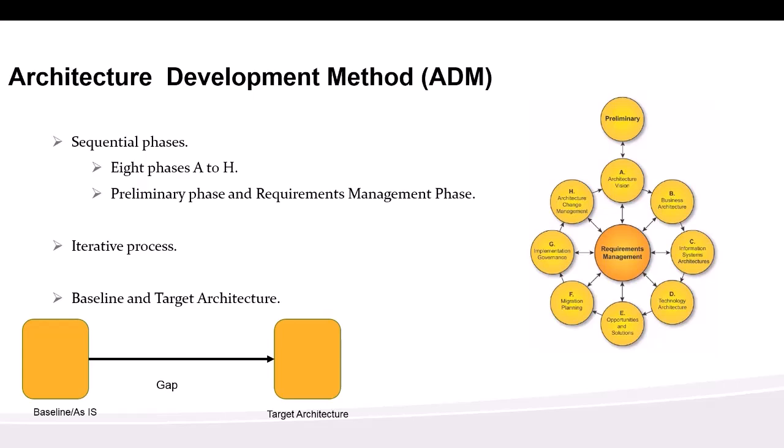In our discussion, we'll be focusing on two types of architecture, baseline and target architecture. As the name suggests, baseline is the as-is architecture or current architecture state, and target is the architecture that organizations seek to attain. You as an architect start with the baseline architecture. You fill the gap with the help of the ADM method so that your organization is able to achieve the desired target state.